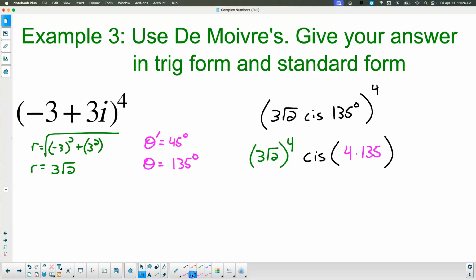324. So this is going to be 324 CIS. What is 135 times 4? 540. Okay? Is that first lap? Okay, so we got to subtract off 360. 540 minus 360 is 180.